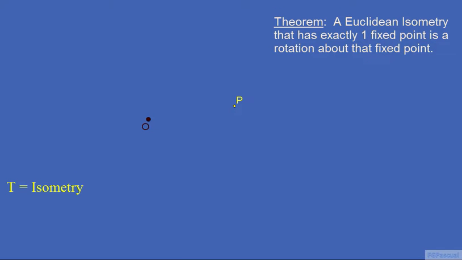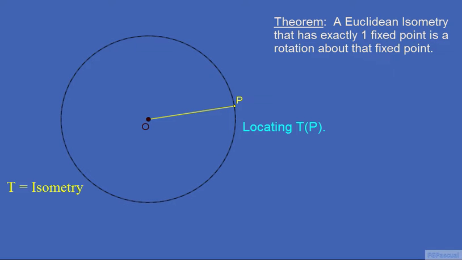Suppose that capital T is the Euclidean isometry or transformation. Because T is an isometry, it preserves distances, and so P will be mapped onto a point which is at the same distance to O as P is. This means that T of P will be on this circle centered at O, and the radius is OP. We choose any point on this circle as long as it is not P for T of P, and call it P prime.